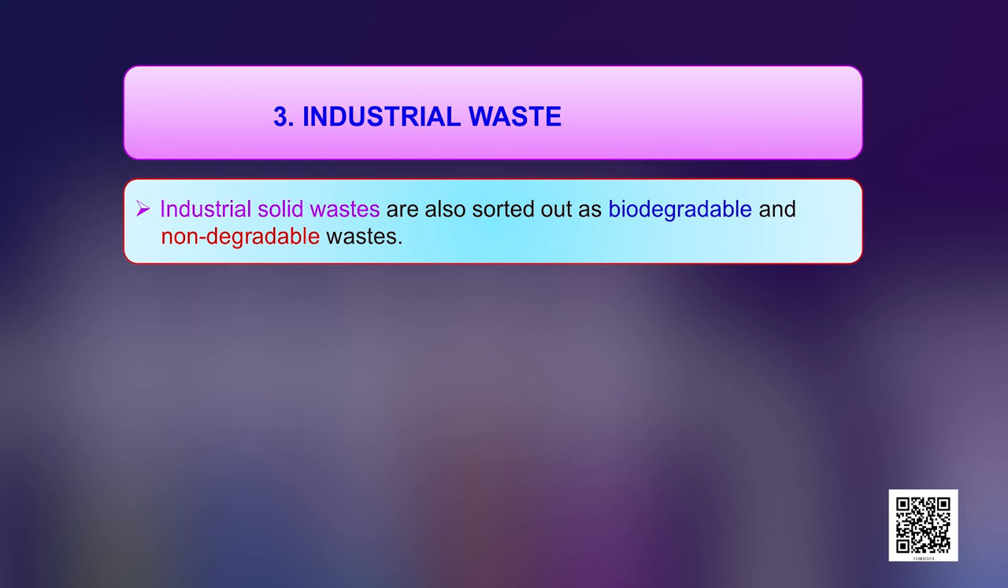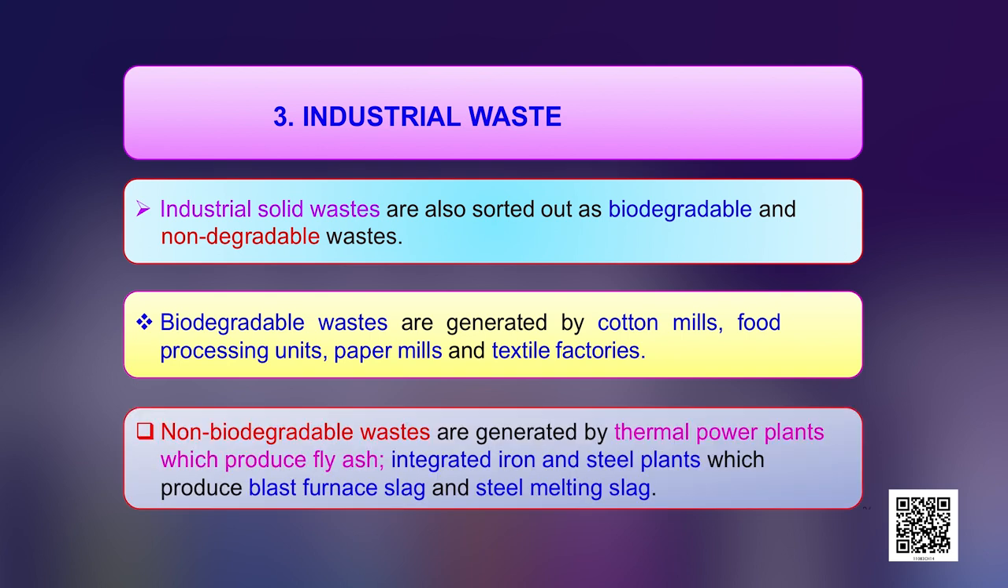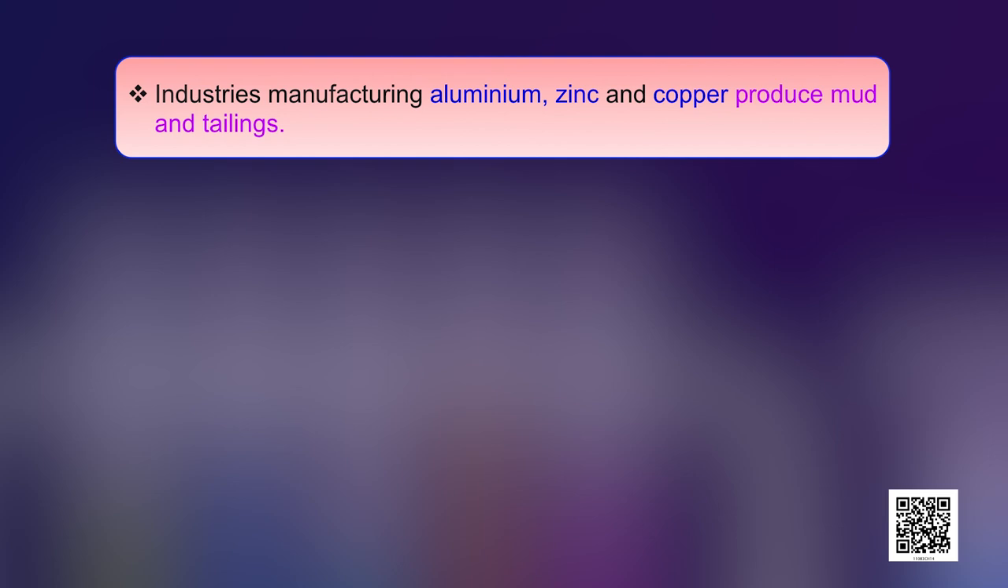Industrial solid wastes are also sorted as biodegradable or non-biodegradable wastes. Biodegradable wastes are generated by cotton mills, food processing industries, paper mills and textile factories. The non-biodegradable wastes are generated by thermal power plants, which produce fly ash, and integrated iron and steel plants, which produce blast furnace slag and steel melting slag. Industries manufacturing aluminium, zinc and copper also produce mud and tailings.